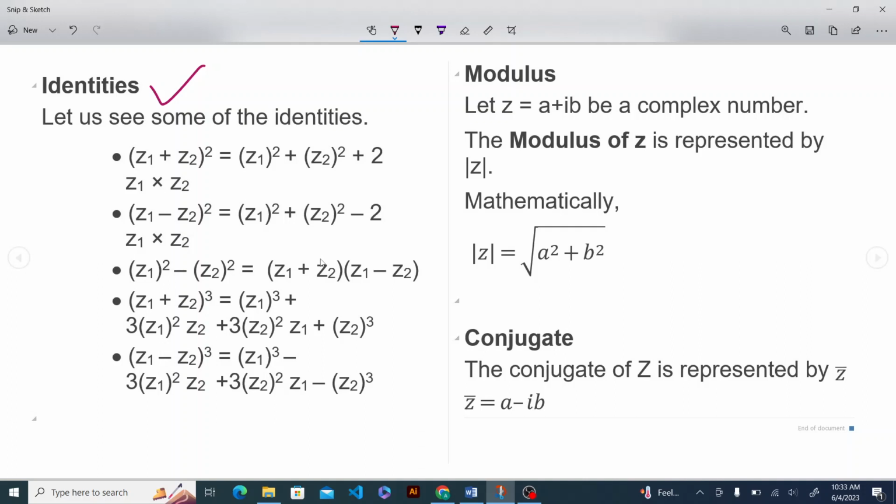Identities. There are some identities, mainly 5 identities, which we should know about complex numbers so that we can solve the questions related to them. So the first identity is this one.